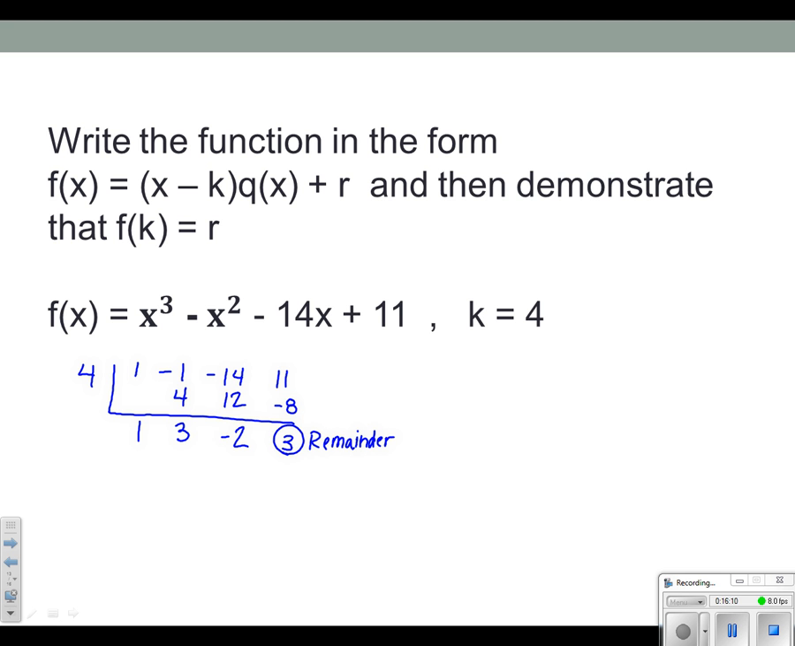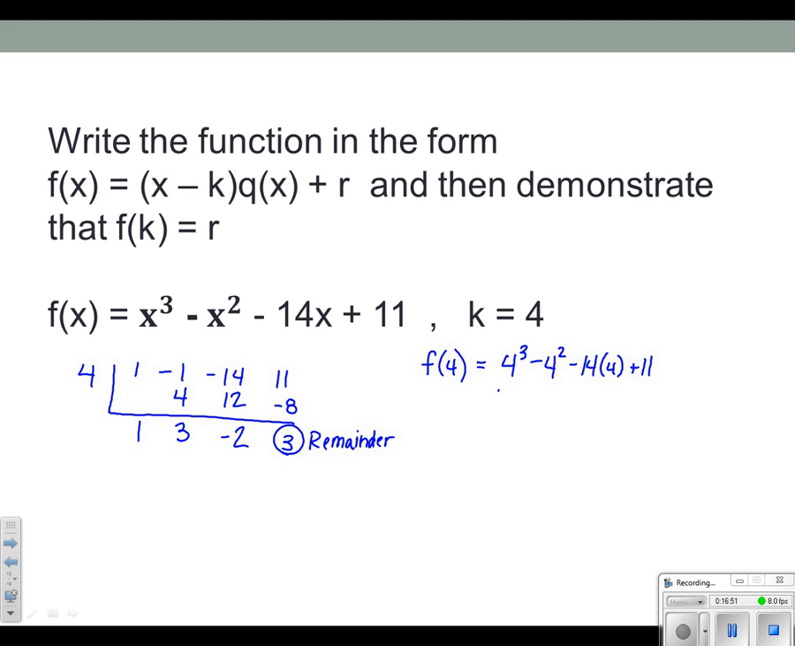Remember how that other one that we did ended up with a 0? It came out even. This one came out with a 3 at the end. There's a remainder of 3. So according to our remainder theorem, if I were to plug k into my function, so if I were to now evaluate f of 4, I should come up with a value of 3. So let's check it. Putting f of 4 through, I would have 4 to the third minus 4 squared minus 14 times 4 plus 11.